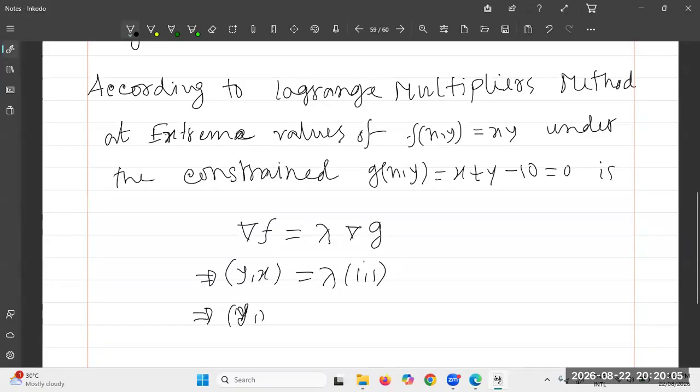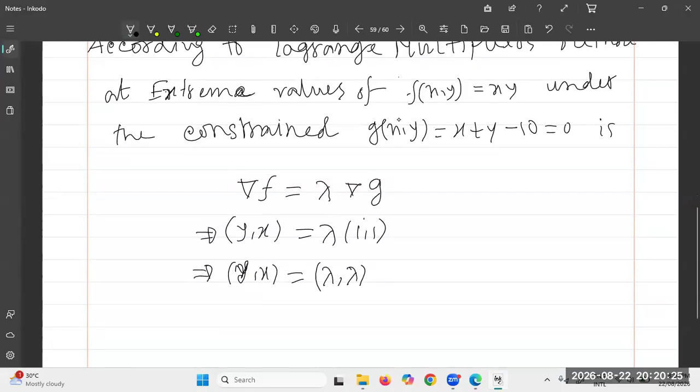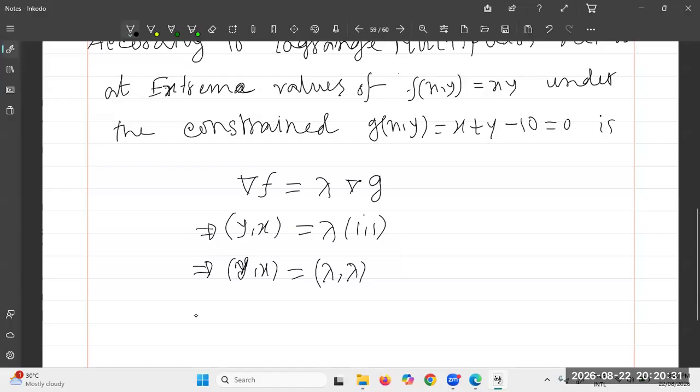So y comma x is equal to lambda comma lambda. Basically our left-hand vector is yi plus xj, and the right-hand vector is lambda i plus lambda j. Since these two vectors are equal, the i components and j components must be equal. So y is equal to lambda, and also x is equal to lambda, just taking component-wise equality.